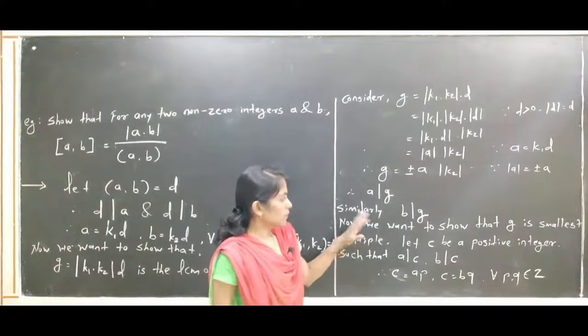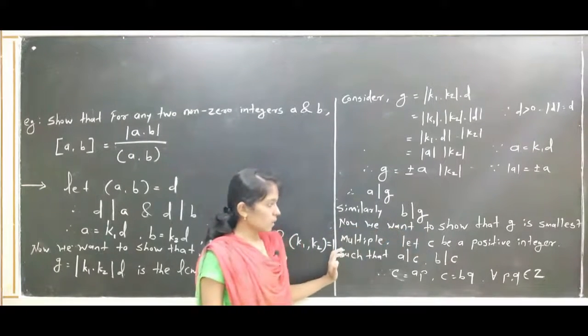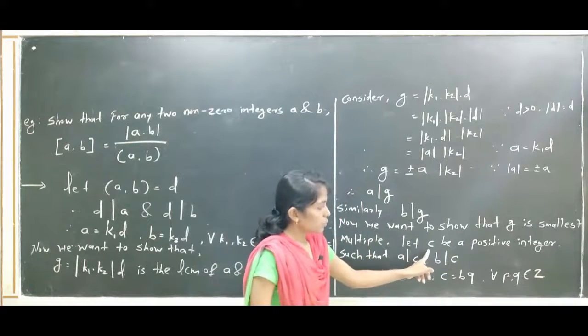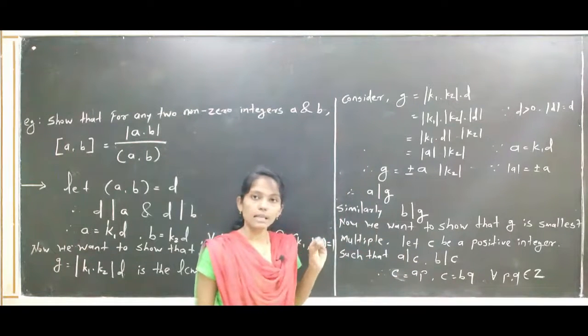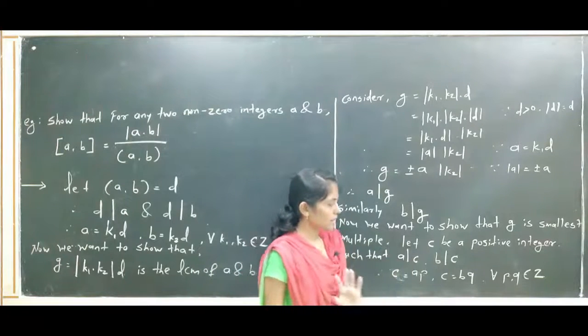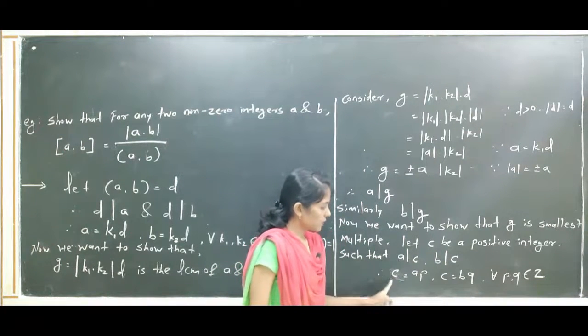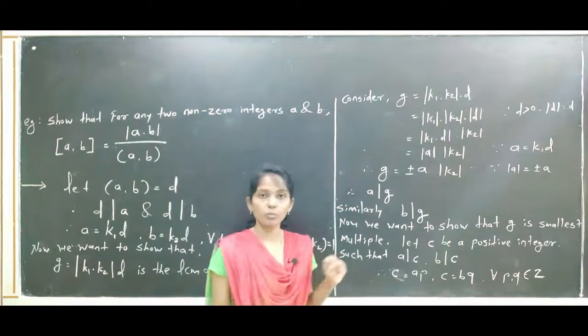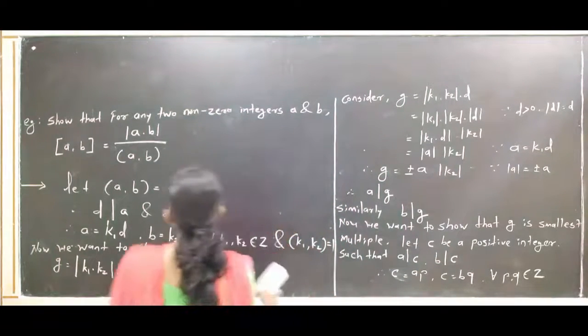Okay, so here we want to show that G is the smallest multiple. For showing this result, we assume that C is any positive integer. So A divides C and B divides C. Therefore we get C is equal to AP and C is equal to BQ, where P and Q belong to the set of integers.